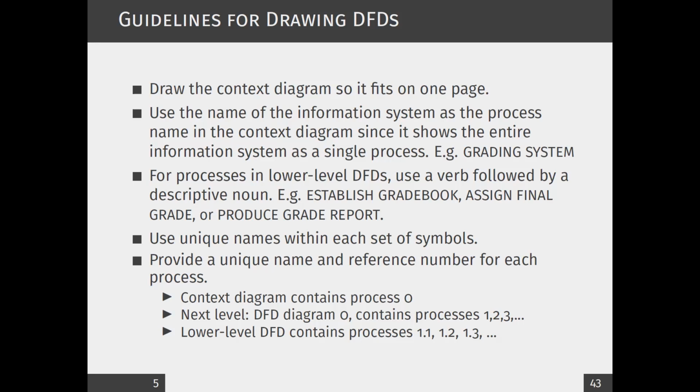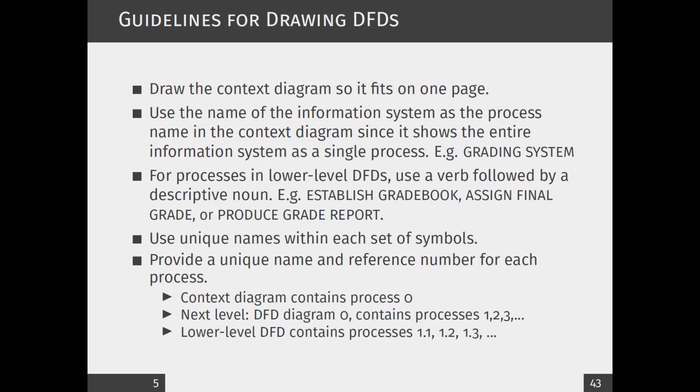That will be the context diagram, and then the others are lower level ones, where you have a verb and then a descriptive noun. For example, if we have this grading system as the information system, lower level processes could start with a verb, like establish grade book, assign final grade, produce grade report, and so on. I have noticed that this was not done by the majority when I went through your scripts. So let's try to follow some guidelines when you are designing data flow diagrams.